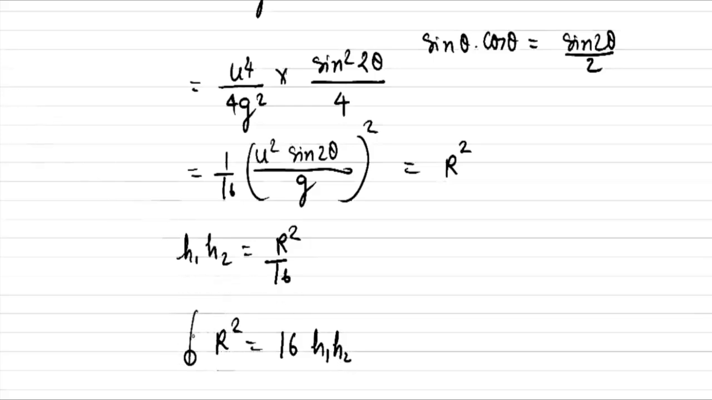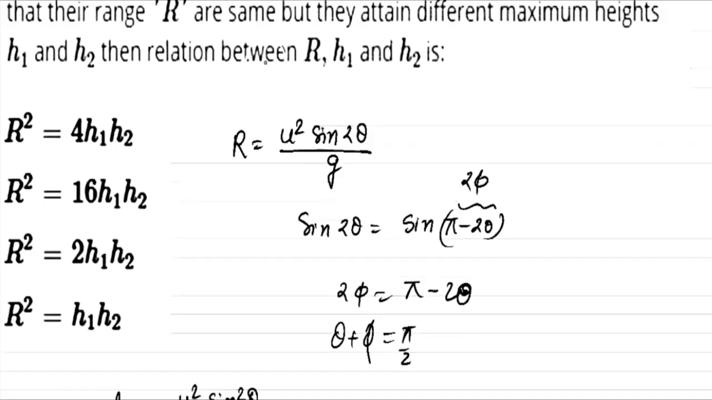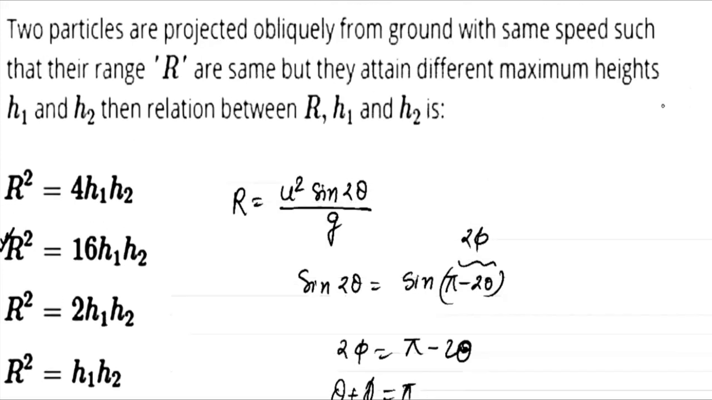So this will be our answer, and this will be the relation between the particles projected with the same speed and having the same range and having maximum heights h1 and h2. This will be the relation between the range and their maximum heights reached. So you can see B is the correct option. And this was our question.